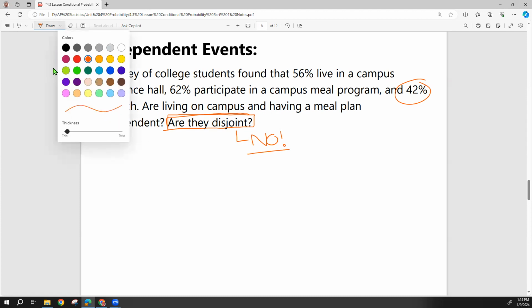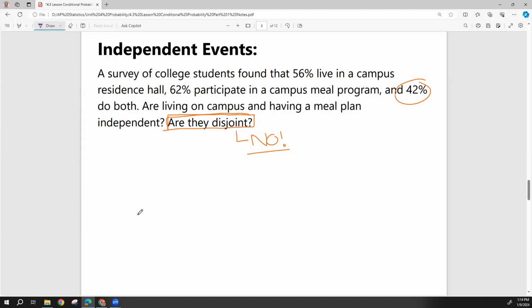The independence takes a little bit more thought. So we found the probability earlier of living on campus and given you had a meal program.